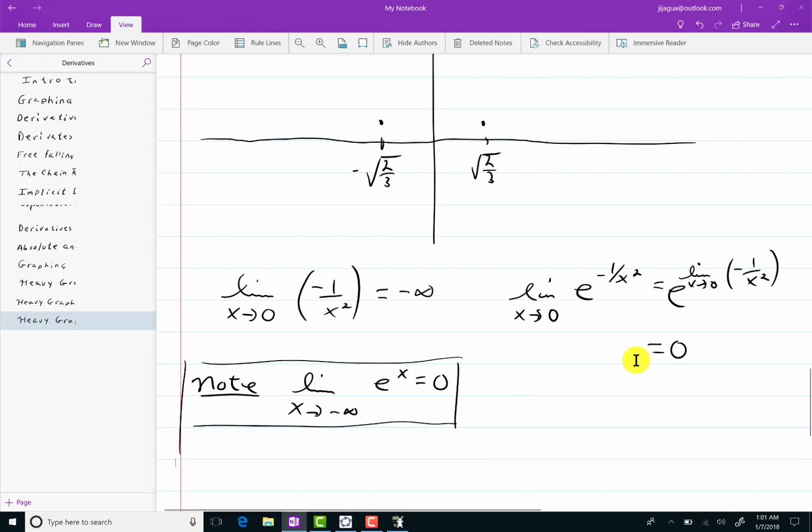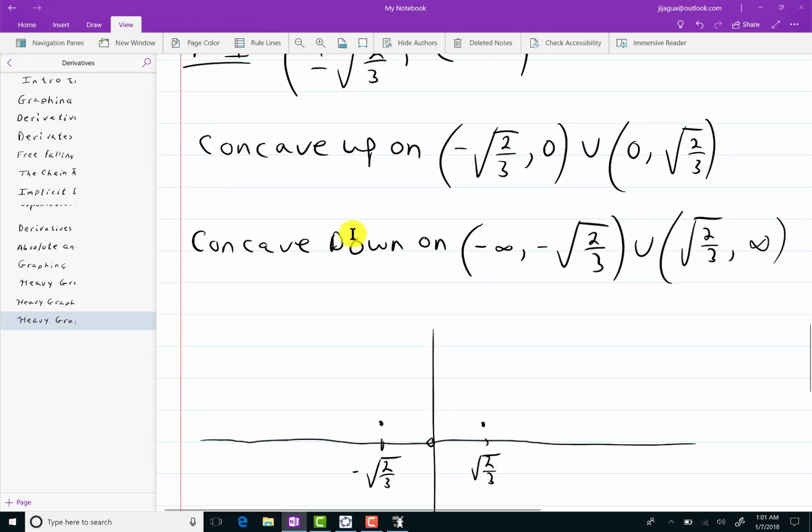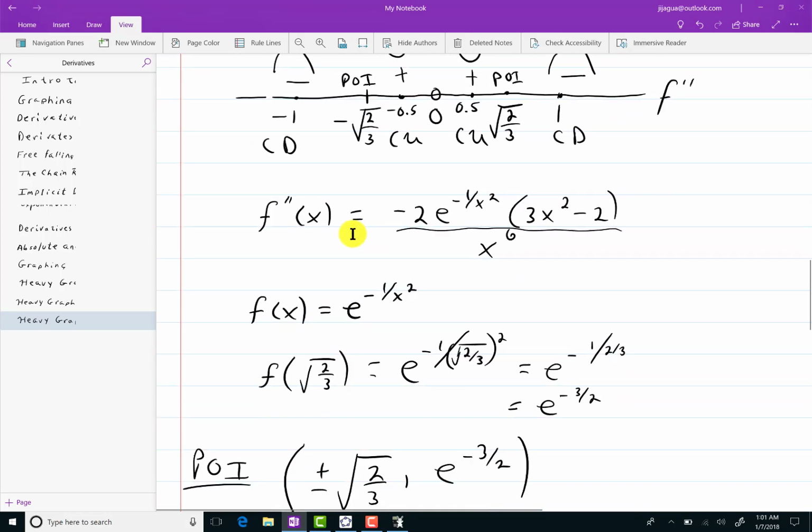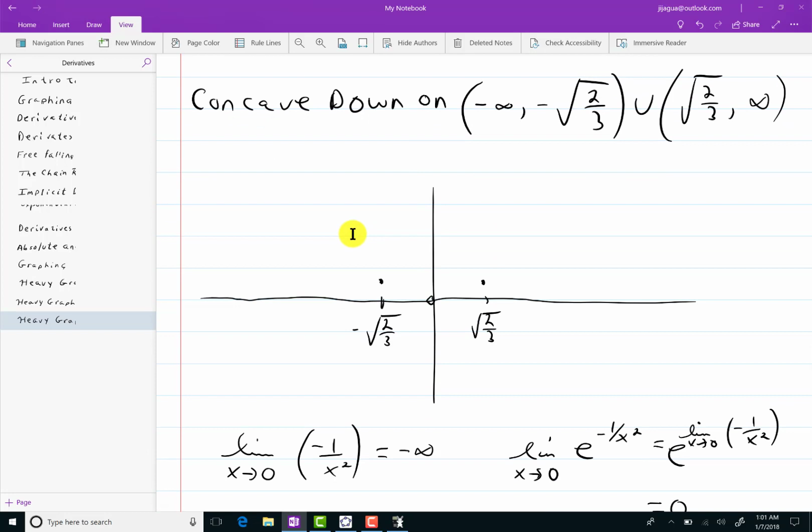So what happens here then is as x goes to 0, the function's going to 0. So we're going to have in here a hole, and then between negative radical 2/3 and 2/3, I believe we were concave up, which we were. So it's going to go like this. It's going to open upward, and then I'm going to hit this point, and it's going to be concave down after that. So we got this, the hole at 0, and then from then on it'll be concave down after that.